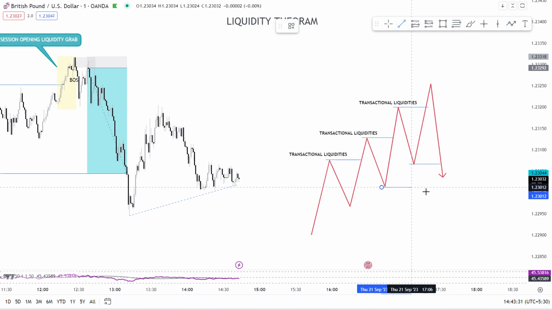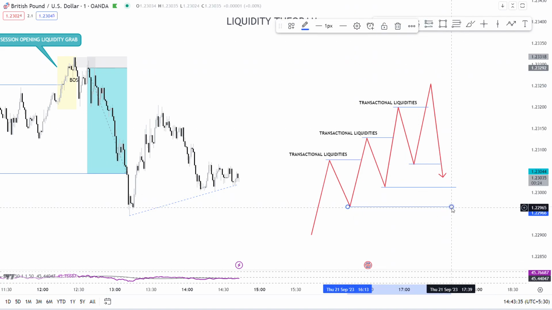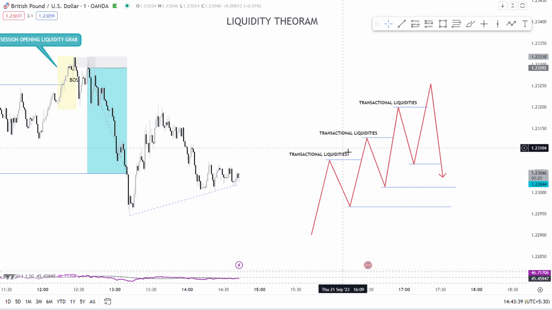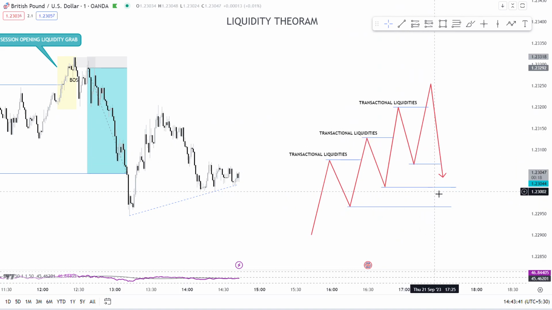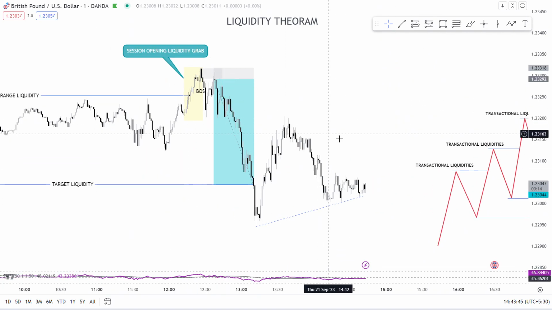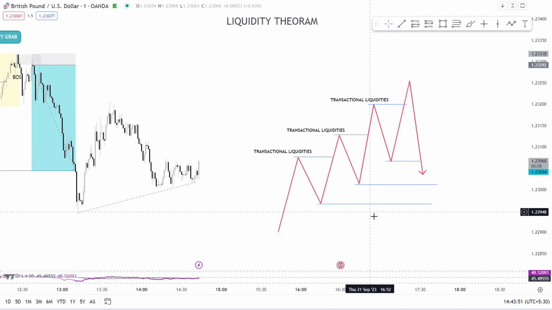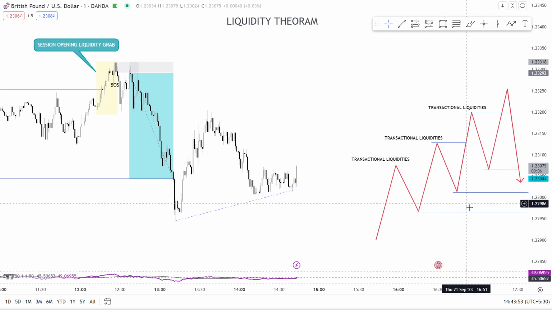The liquidities that are opposite to the moving trend are called inducement liquidities, because this is where the money is. The transactional liquidities are not as powerful as the inducement liquidities. I will explain how I took this trade. First, transactional liquidities are retracement liquidities, and this type of liquidity is continuation liquidity.